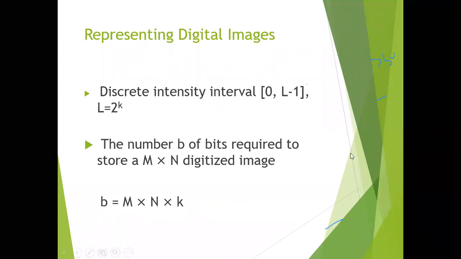And the number of bits required to store an m by n digital image is very, very important for our problems. If our image is an m by n matrix, then each pixel value requires 8 bits. So totally how many bits are required? m by n multiplied by 8 bits.